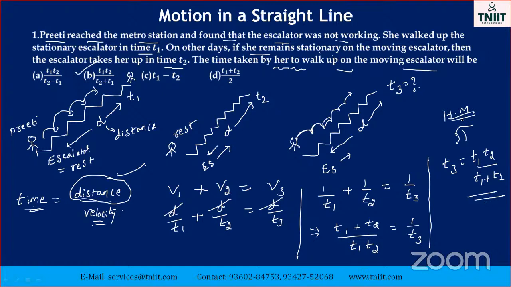So if both the escalator and Preeti are climbing, the value will be less than either T1 or T2. She may reach early. So what will be the formula? It is T1 T2 divided by T1 plus T2. This is also a frequently asked question, students.